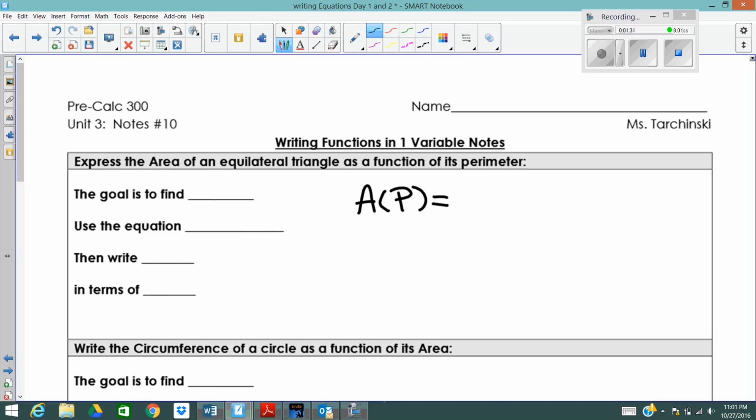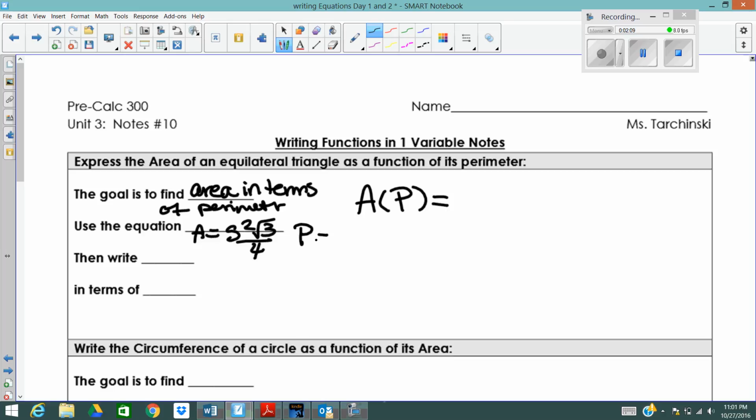So our goal is to find area in terms of the perimeter. So we're going to use the area formula. Area of an equilateral triangle is side squared, square root 3 over 4. That's a simplified version that you may or may not have known prior to this class. But if not, write it down, memorize it, now you know.